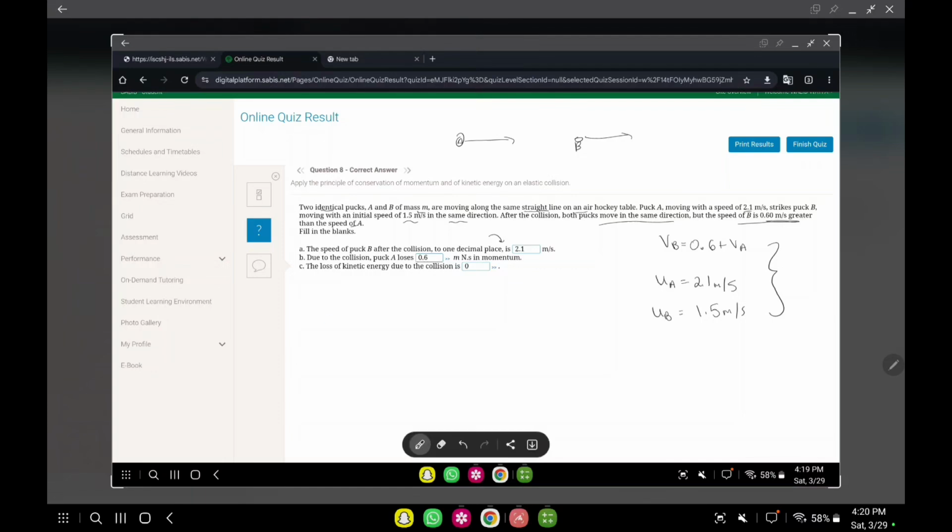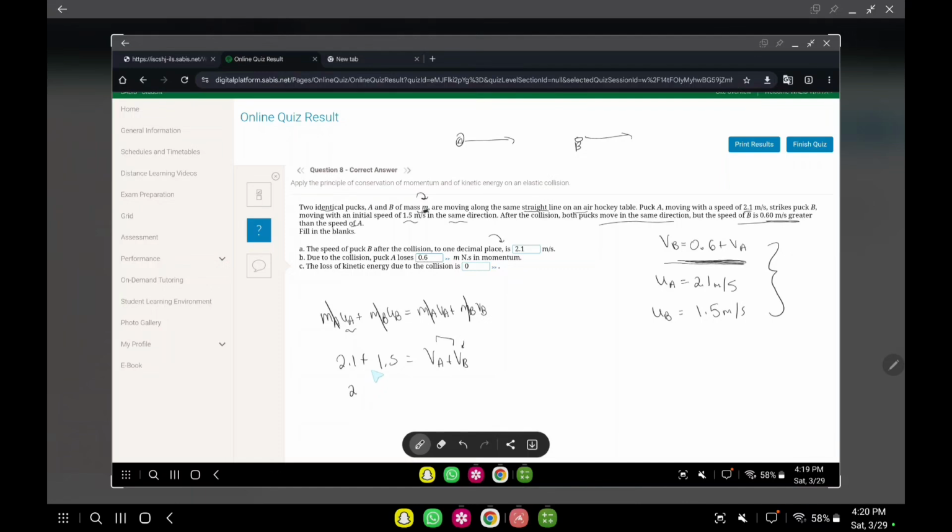So we have a collision. So what will we do? MAUA plus MBUB equals MAVA plus MBVB. Since they are both identical and have the same mass m, we can just cancel the masses. So we get UA, which is 2.1, plus UB, 1.5, is equal to VA plus VB. We can't solve with two variables, right? But they gave us that VB is 0.6 greater than VA, so we can substitute VB.